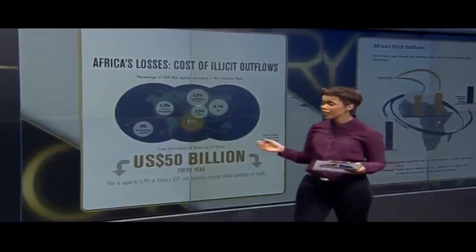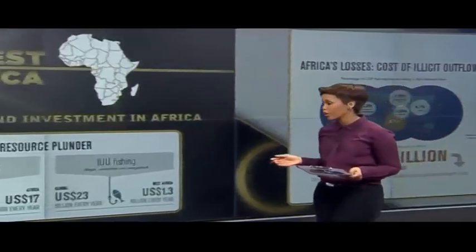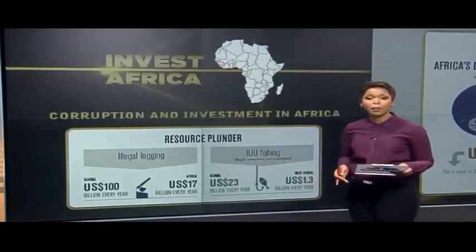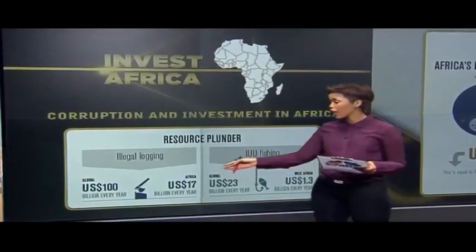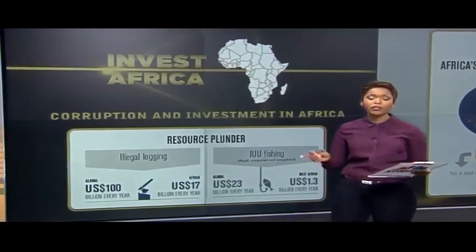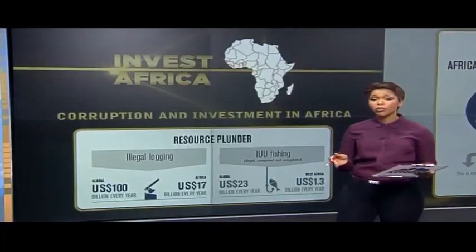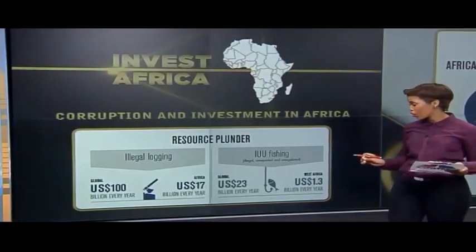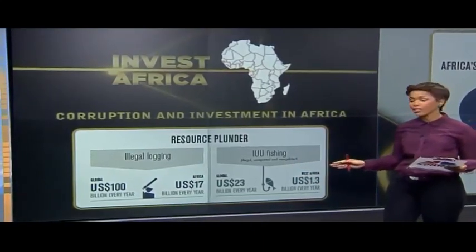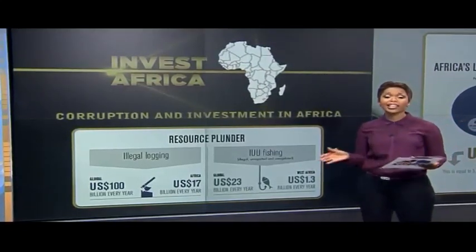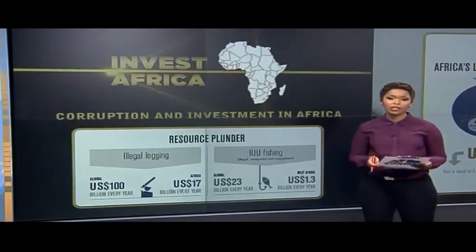If we take a look at which sectors are causing Africa to bleed so much money, to my surprise too, illegal logging accounts for 17 billion US dollars every year. This is against the global average of 100 billion US dollars every year. And we're talking about the entire value chain, right from logging to transportation to the point of sale, as well as unreported and unregulated fishing. This is costing the coastlines 1.3 billion US dollars a year compared to the global average of 23 billion US dollars a year. Clearly, the numbers and the figures speak for themselves. The continent of Africa is bleeding from corruption.